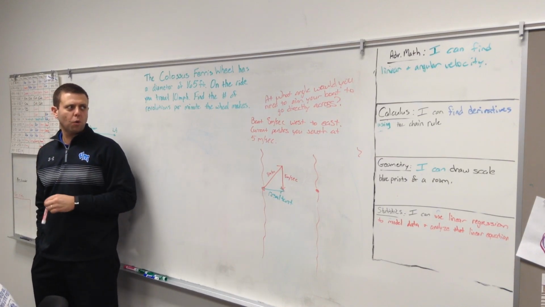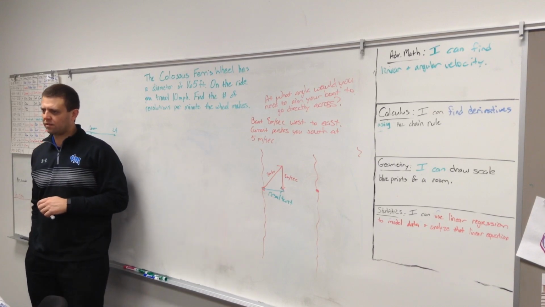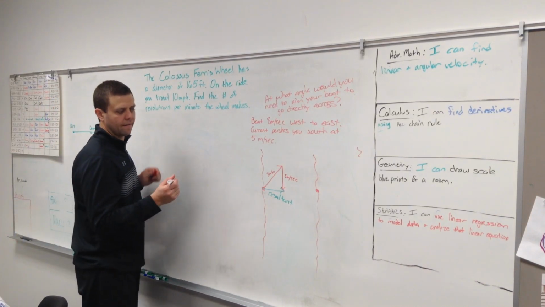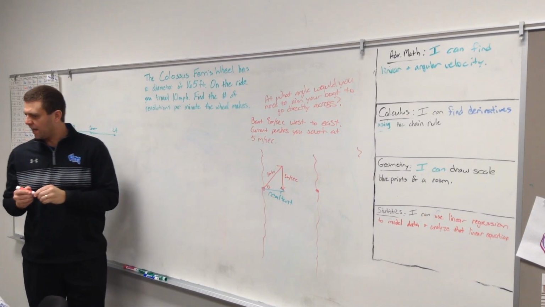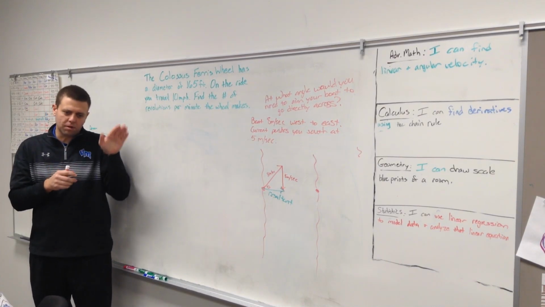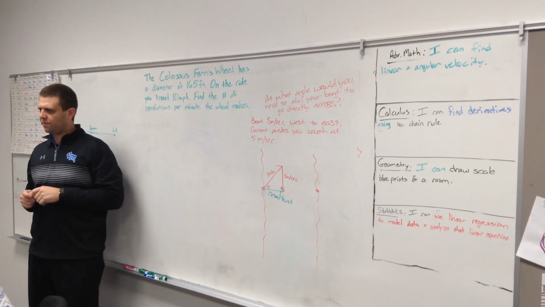The question says, at what angle would you need to aim your boat? So what part of this picture do we need to find? The angle. Yeah, this angle right here, right? If you can find that angle, you can figure out what angle you need to aim your boat so you end up going directly across the river. How are we going to find that angle?